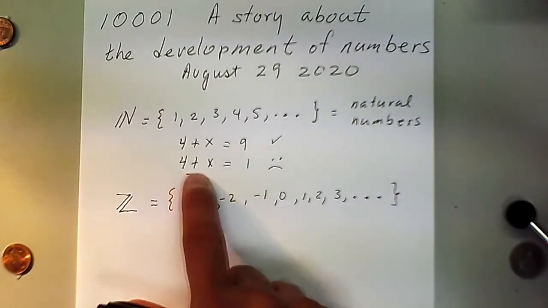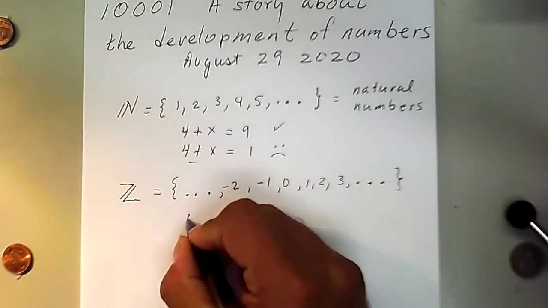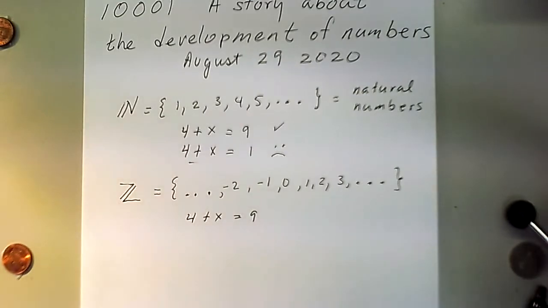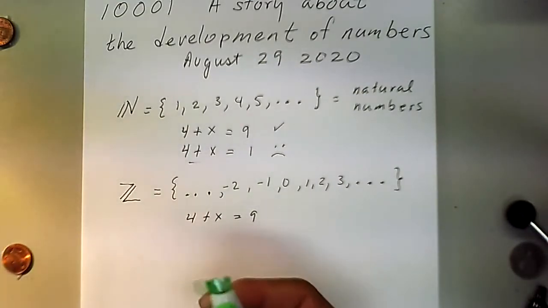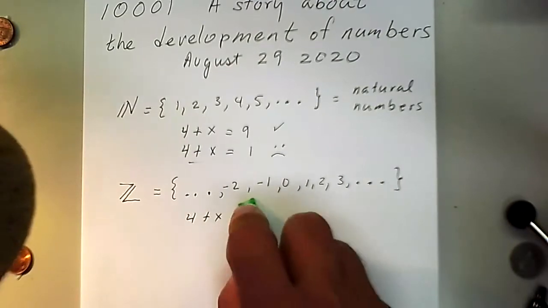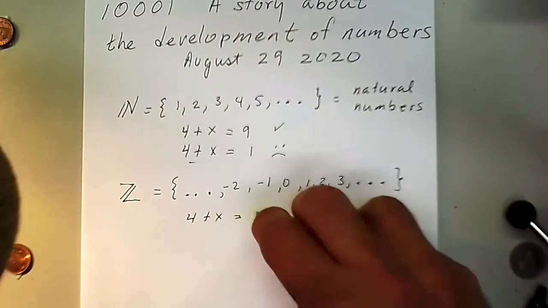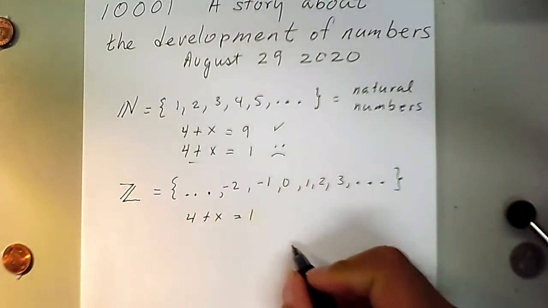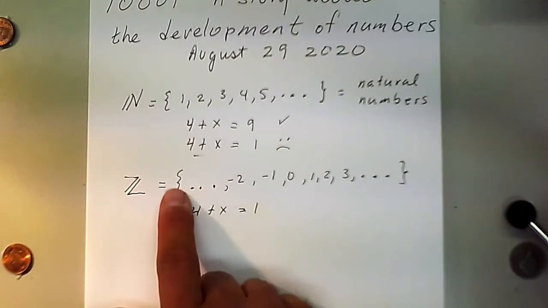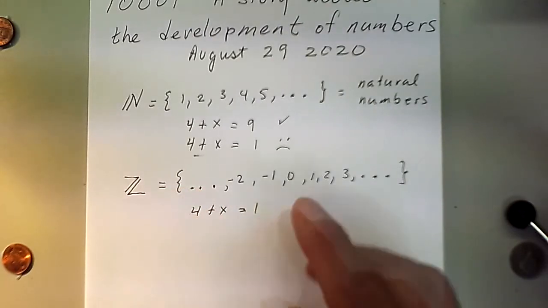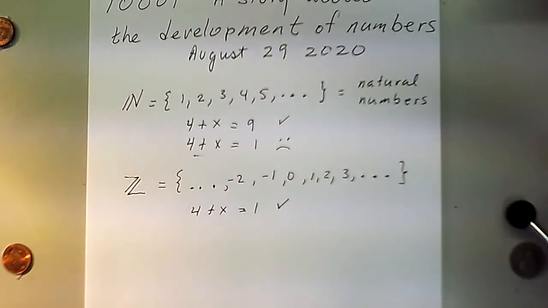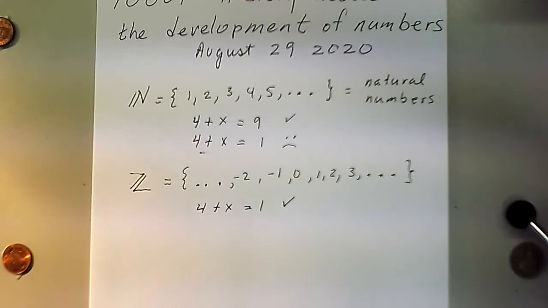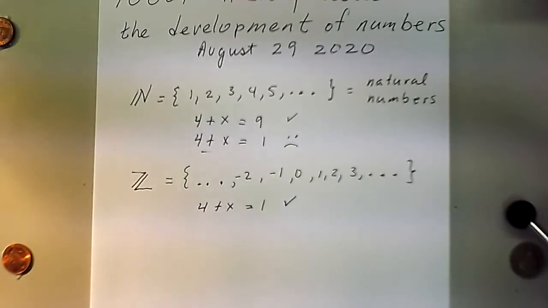So now we are able to solve this equation, 4 plus x equals 9, rather 4 plus x equals 1. I was copying the first equation, but of course that was solvable in the first set. So 4 plus x equals 1 now has a solution. Of course, the solution is -5. And now we are very, very happy with this set. People were very happy with this set because we were able to do a lot of things with it.